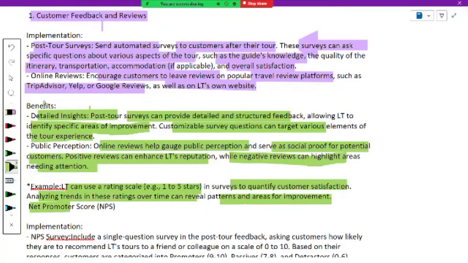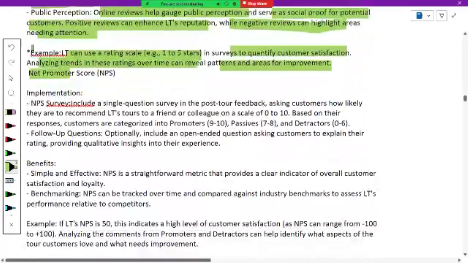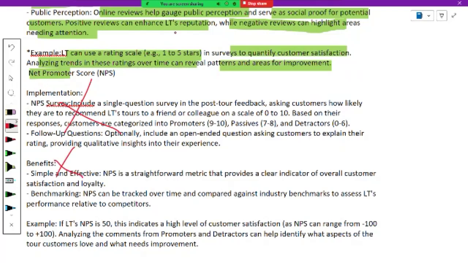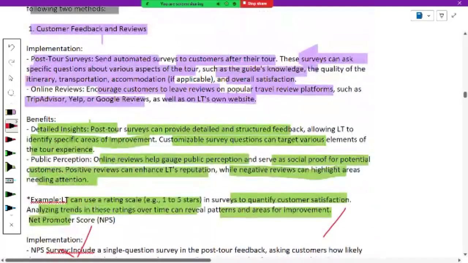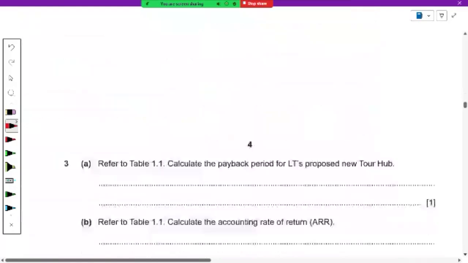Okay, so this is the second method, but I didn't write it here, and I am going to skip it from here. We just need to stick to our question till here, because we only need to discuss the two methods. We already discussed the post-tour surveys and the online reviews, and we also wrote their benefits, how we can use them, and what types of benefits these two methods will bring to the business. Okay, so now let's see the other question.